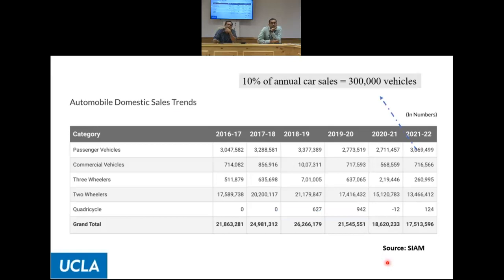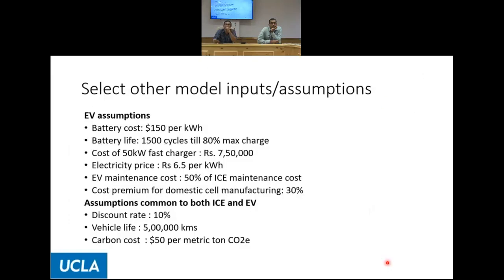Finally, we sell about 3 million cars, that is 30 lakhs of cars every year. I assume 10% is going to be electric. Some other assumptions before I dive into the results. The battery cost is 150. The battery life is 1500 cycles till 80% max charge. The cost of a 50 kilowatt fast charger is 7.5 lakhs. If somebody has a better number, I can use that. Electricity price is 6.5 rupees per unit, which is per kilowatt hour. EV maintenance: one assumption I make is EVs have less maintenance. You don't need to do oil changes.